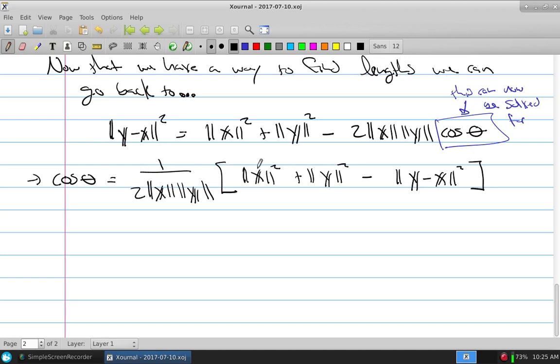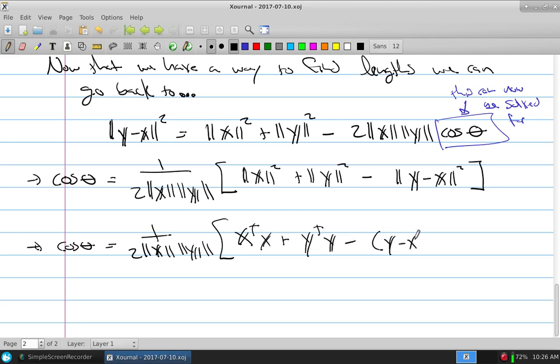Now, I'm going to leave that part alone for now. What's the magnitude of x squared? What could I replace it with? X transpose x. What about the magnitude of y? Y transpose y. What about the magnitude of y minus x? It's y minus x transpose times y minus x, so it would be the inner product of those two. So cosine theta is equal to 1 over 2 magnitude of x, magnitude of y, all times x transpose x plus y transpose y minus y minus x transpose times y minus x.